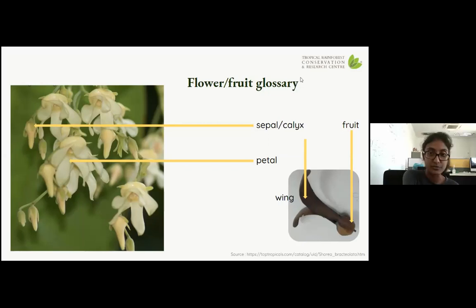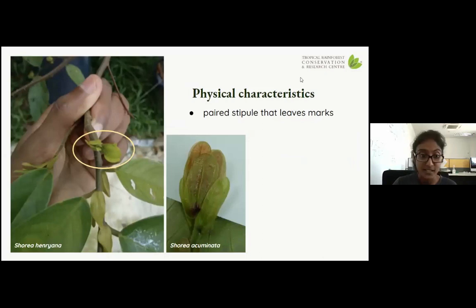Okay, now that you know all the useful terms, we can start with the first characteristic of a dipterocarp tree. This is a very general characteristic because this does not apply to all the species, of course. The first one is paired stipule. This is found in many dipterocarp trees. Stipule here means a protective enclosure that has the baby leaves. When the baby leaves start to emerge and grow, this paired stipule will be located at each side of the leaf. When the stipules drop off, they leave a scar around the branch or petiole.